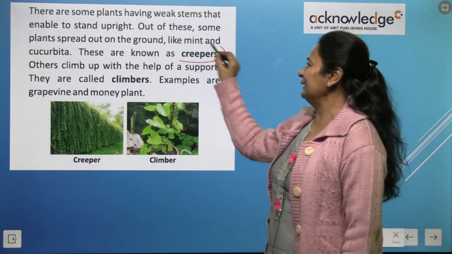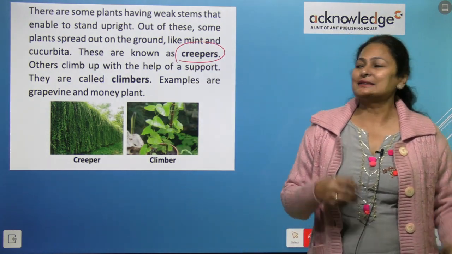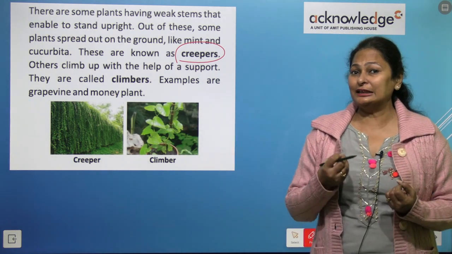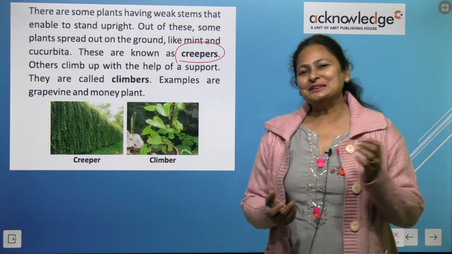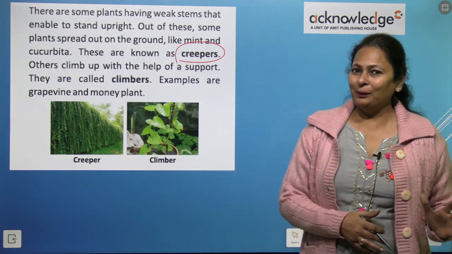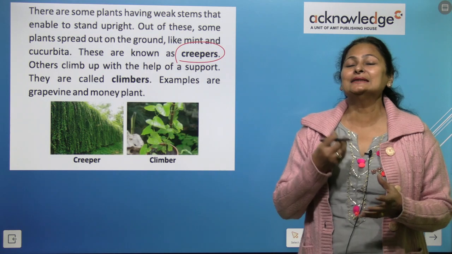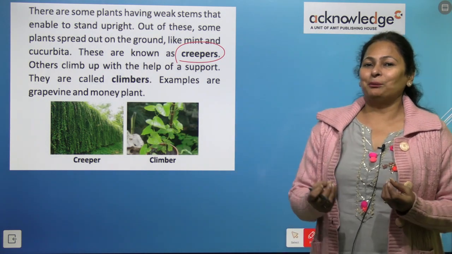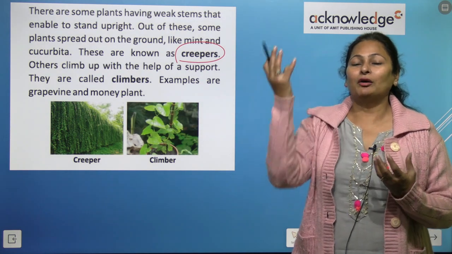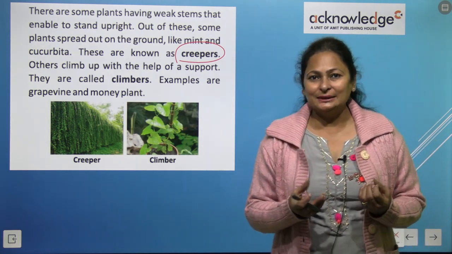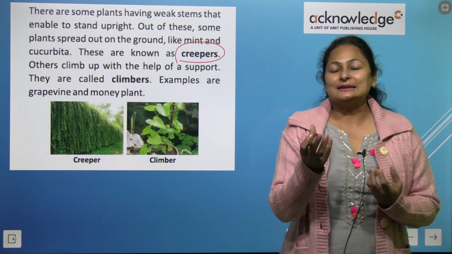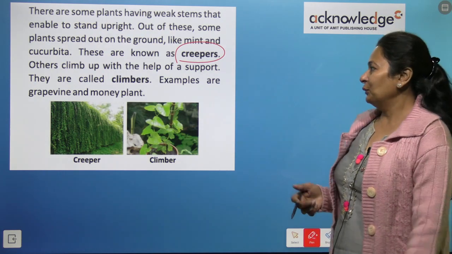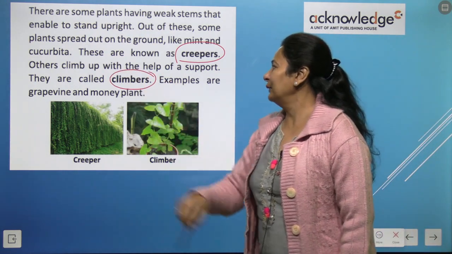You got it right. Now the next ones climb up with the help of support, because they have a very thin stem, so they are not able to stand, as I told you. So some creep on the ground, or some need support to stand up, right? They need support, so they climb with the help of other trees or other plants. They grow along sticks or some support, right? So they are called climbers.